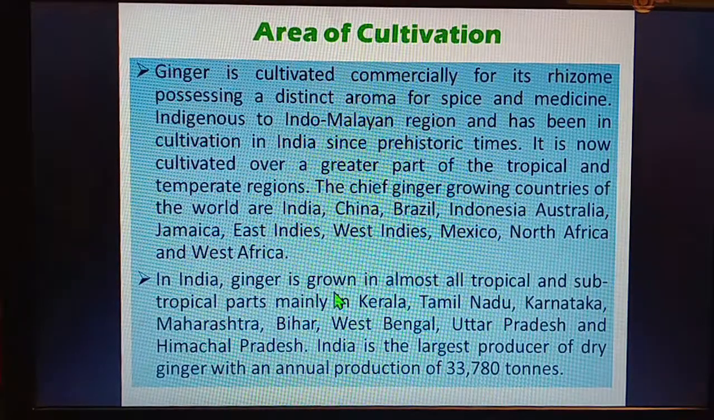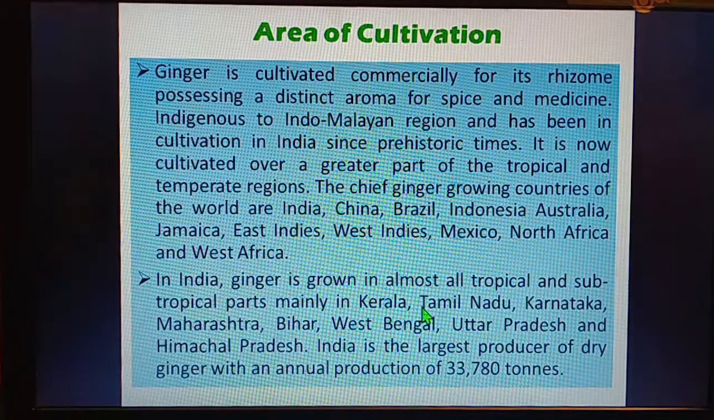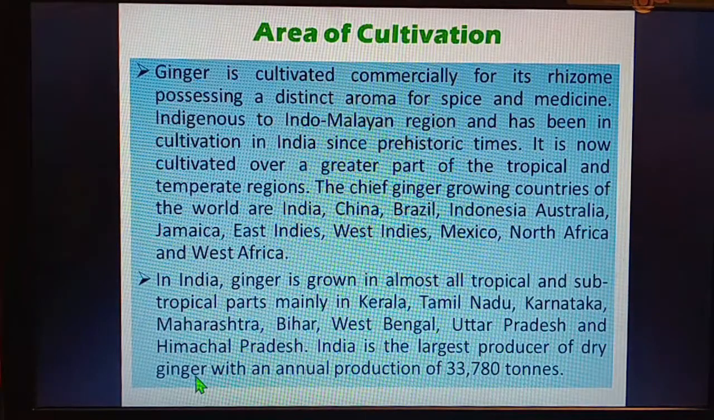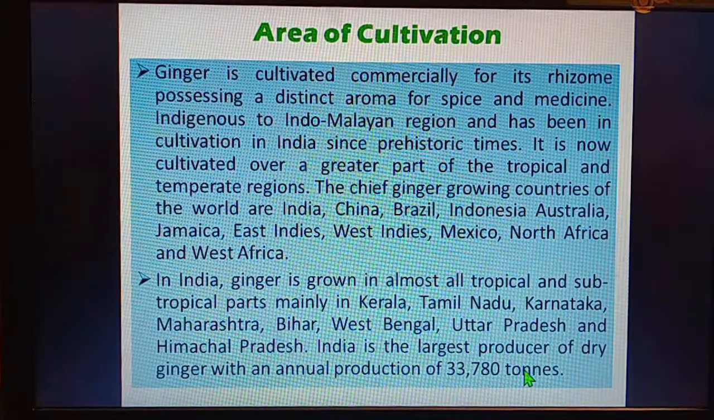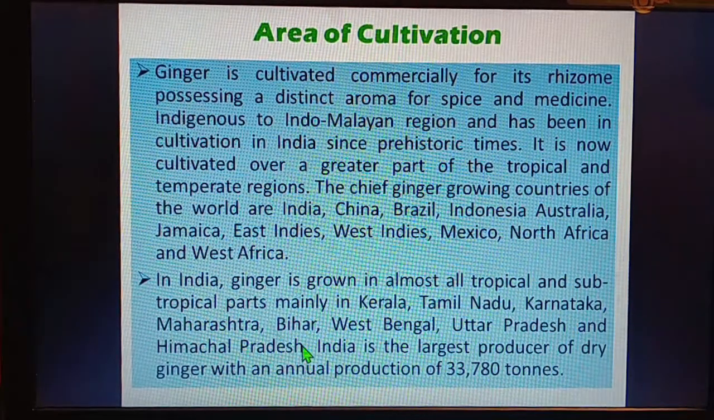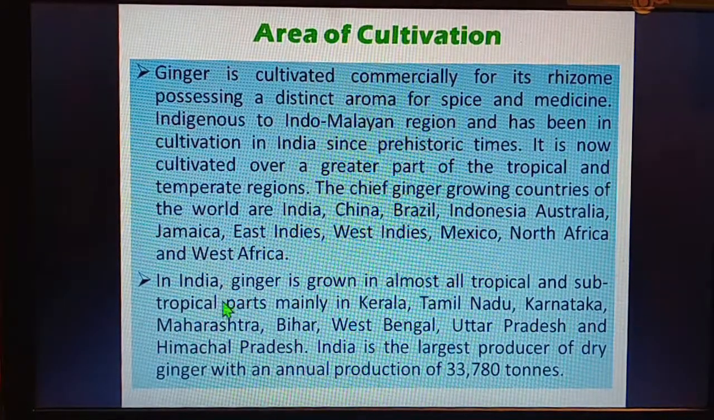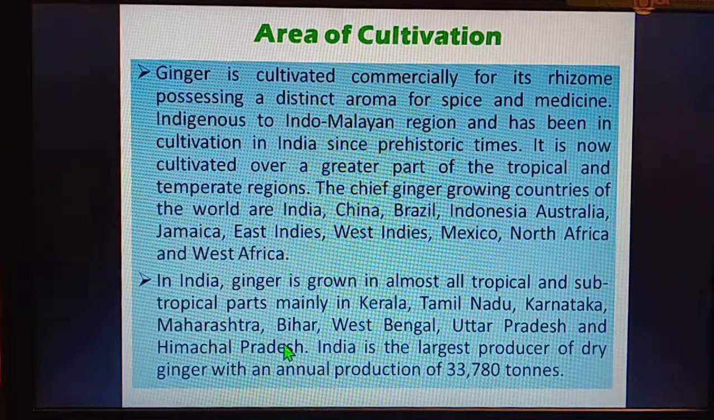Also in India, ginger is grown in almost all the tropical as well as subtropical parts, mainly in these states: Kerala, Tamil Nadu, Karnataka, Maharashtra, Bihar, West Bengal, Uttar Pradesh and Himachal Pradesh. India is the largest producer of dry ginger, with an annual production of about 30,780 tons. And as you all know, Meghalaya is also one of the states where ginger is cultivated.